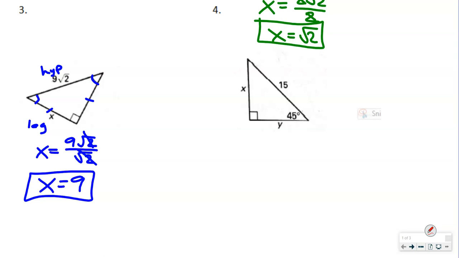All right, this next triangle, we have a right angle, so we know we've got 90 degrees, and we see one of the angles is 45. The only other possible measurement for our other angle is 45. So we know we have a 45-45 triangle. X and Y are both going to be the same because it's an isosceles triangle, and they're both representing the legs of our triangle. So for X and Y, they're going to be the same. So we've got our legs here. 15 is our hypotenuse.